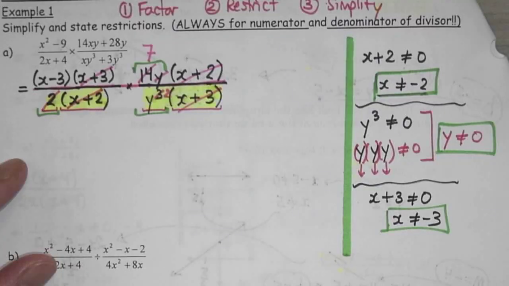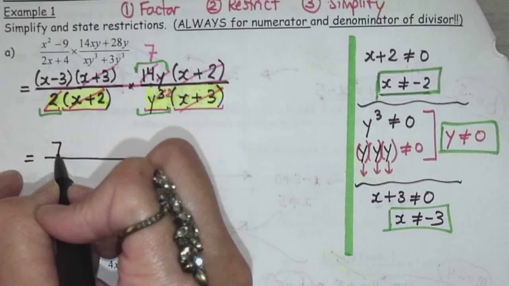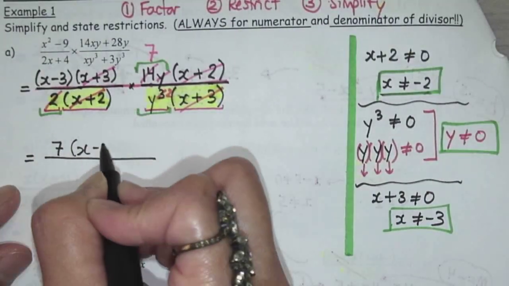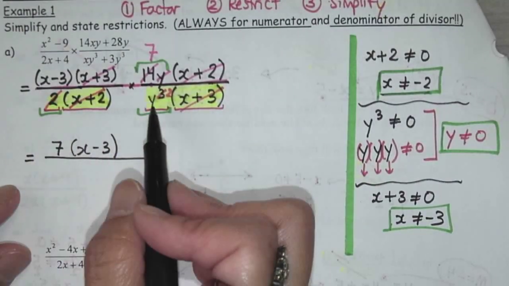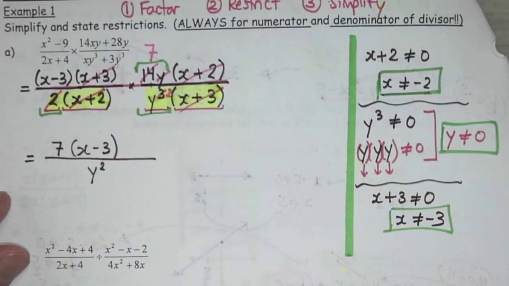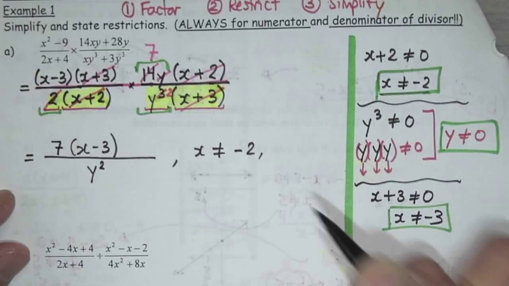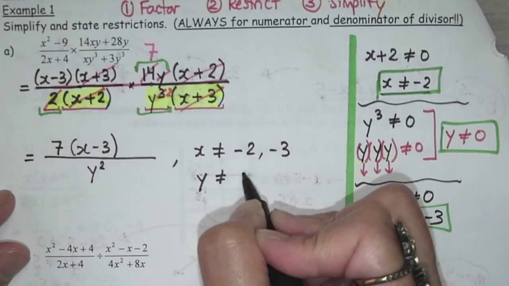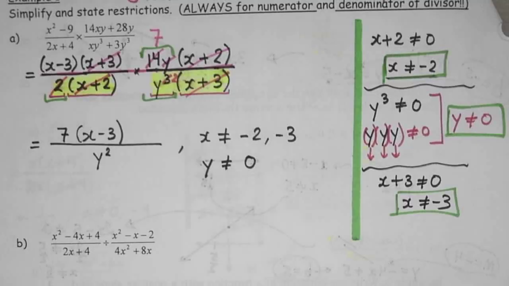Now you write down what's left over. Start with the monomial, so 7. Everything else is canceled, so I go x minus 3. Is that gone? Yep, because the 2 went into the 14, gone. And I have a y squared left. Comma, x cannot equal negative 2 or negative 3, and y cannot equal 0. Separate statements. Yes?